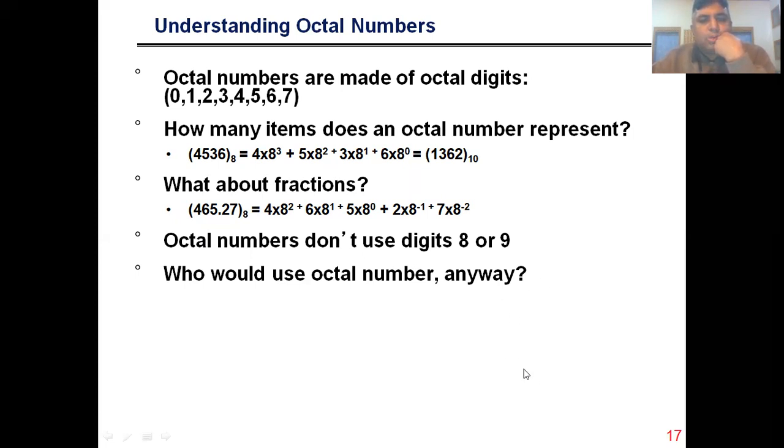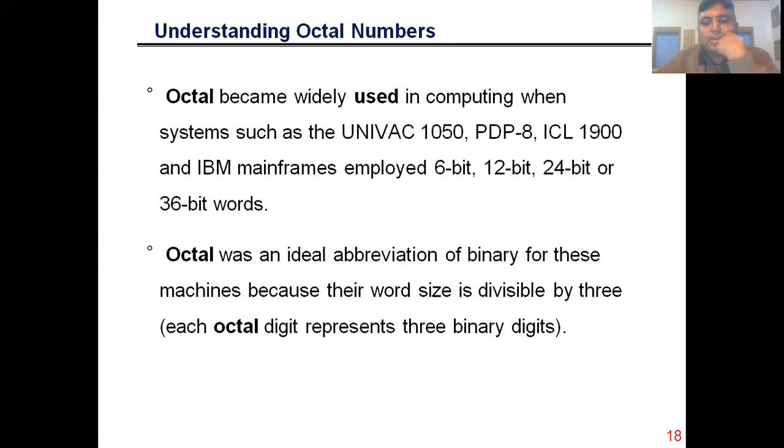Who will use octal numbers anyway? Octal became widely used in computing when systems such as UNIVAC 1050, PDP-8, ICL 1900, and IBM mainframes employed 6-bit, 12-bit, 24-bit, and 36-bit words. These word sizes were different from the usual sizes. So octal was an ideal abbreviation of binary for these machines because their word size is divisible by 3.